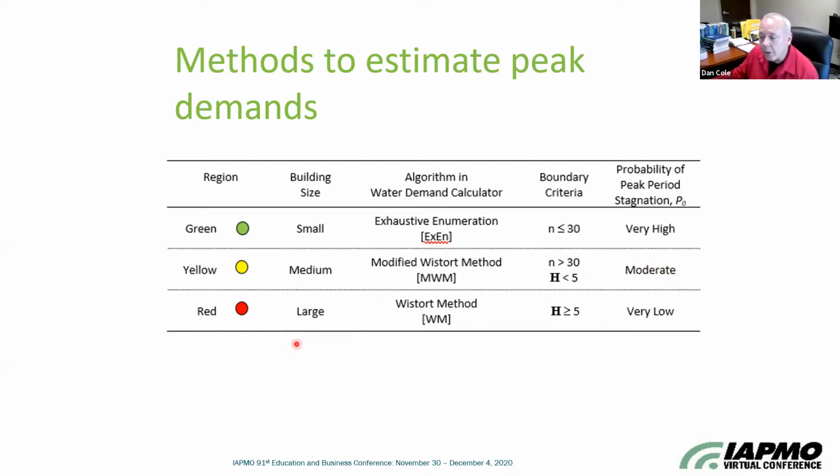Now, if the building is very large, we use what's called the Wistort method. If the Hunter number is greater than or equal to 5, it means that there's hardly any stagnation. It is congested use during the peak hour.